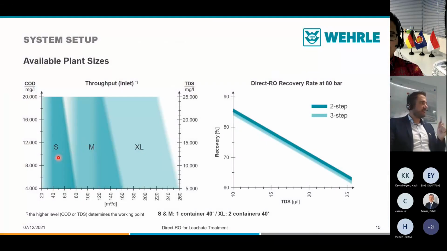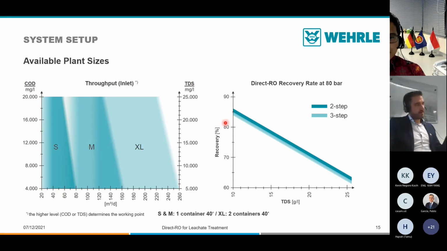Here we see WEHRLE has 3 sizes of containerized units. We have the S, the M, and the XL type. For example, if a client is facing 140 cubic meter per day inlet of leachate, and let's say he has around 10,000 of TDS, it would be an M container. But let's say he also has 18,000 of COD, then this is the driving criterion. With 140 cubic meter and 18,000 here, we would offer him an XL container variant. This is just an example of how we usually act with those three types of containers.